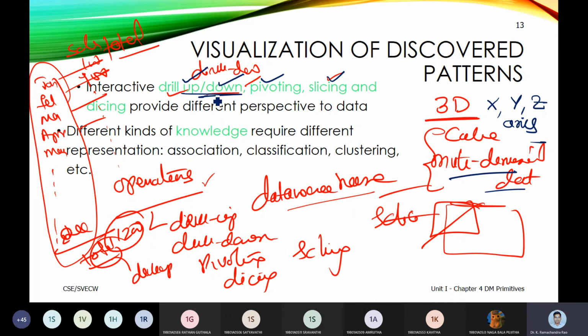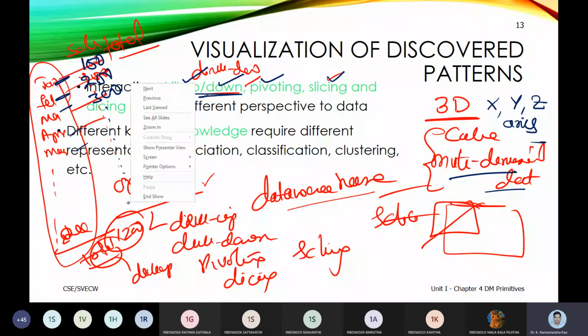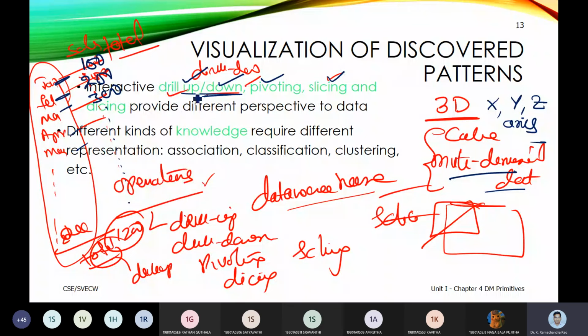What is drill down and what is drill up? I have months called January, February, March like that, and I write the number of sales that happened. 100 happened, 200 happened, 300 happened. In this way, every month we write and represent. That is what we call drill down.